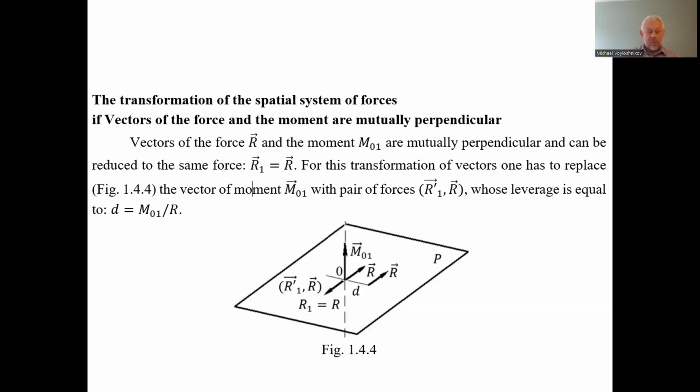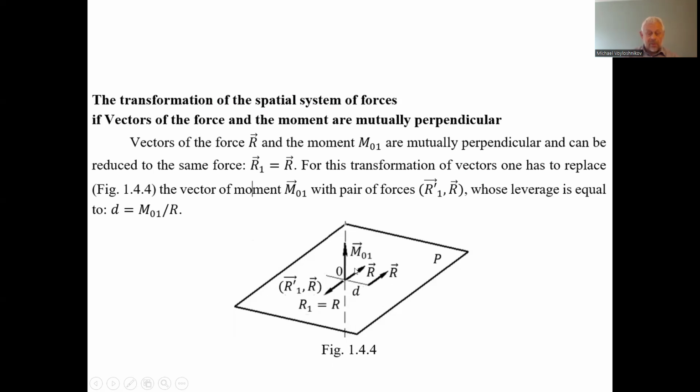Transformation of a special system of forces. In the next case, if the vector of force and the moment are mutually perpendicular, they can be reduced to the same force. For this transformation, we have the originally specified main moment M01 and the resultant force R. So can we transform this? Yes. First, this can be transformed to only one force R.